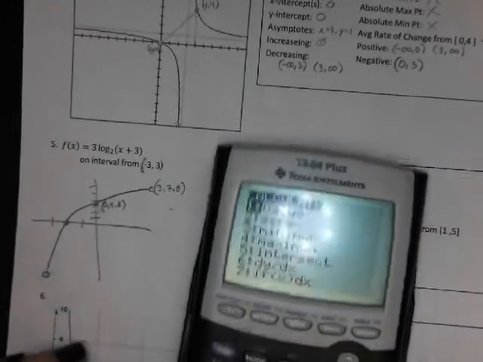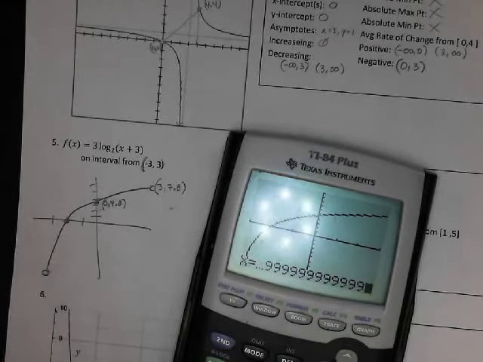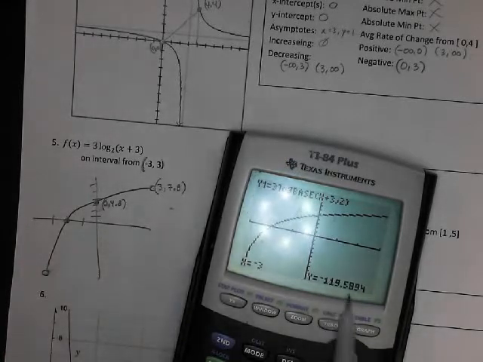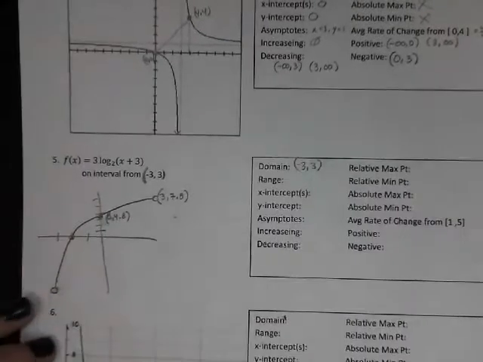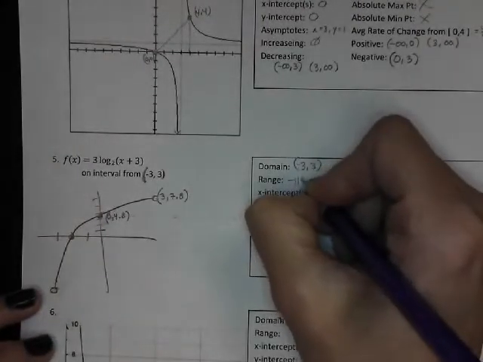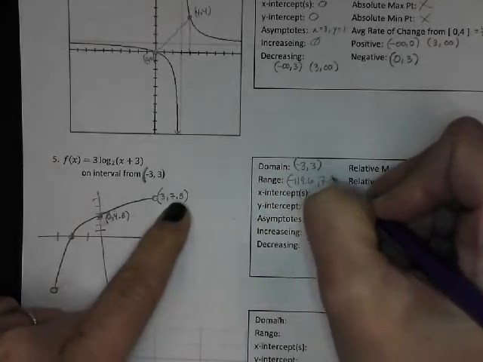What if I second traced and plugged in negative 2.999999999? The lowest this is going is like negative 119 point. It's approaching maybe negative 119.6. And it's going up until 7.8-ish.